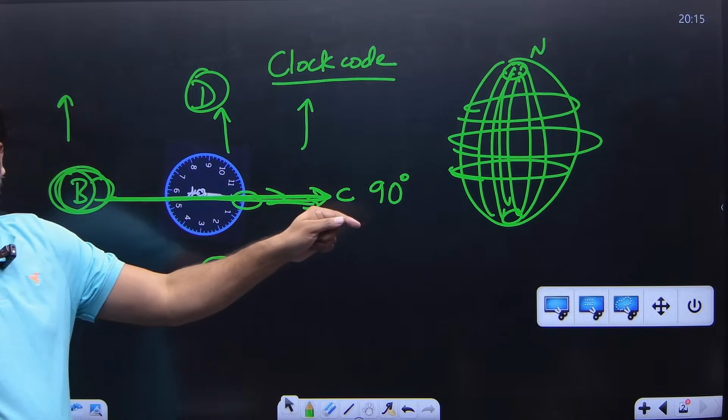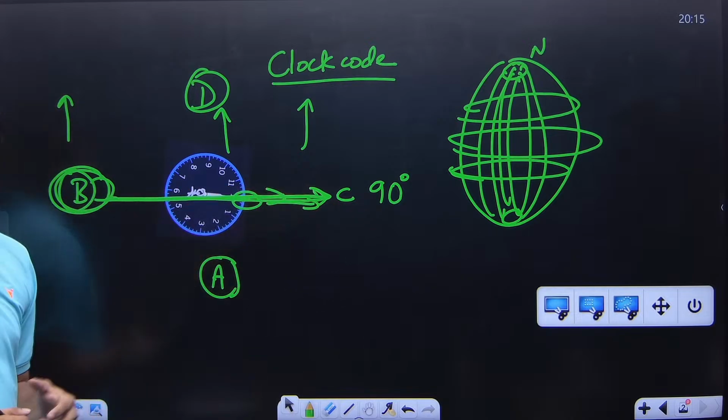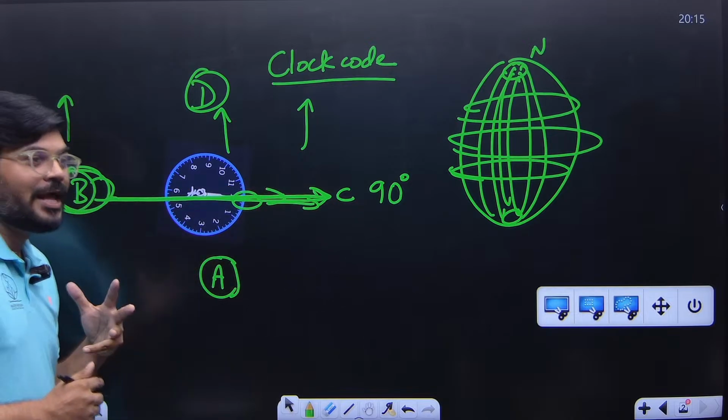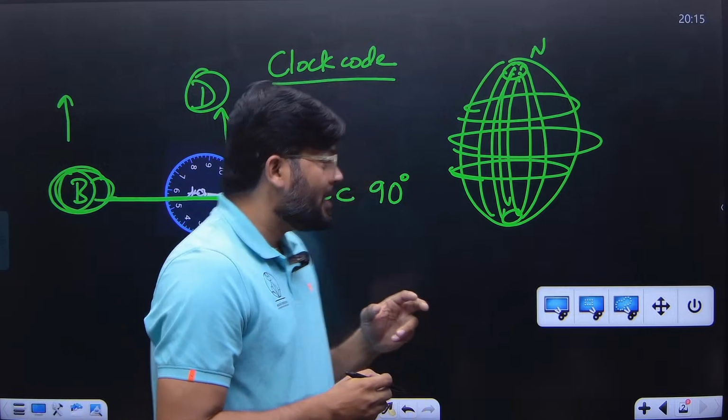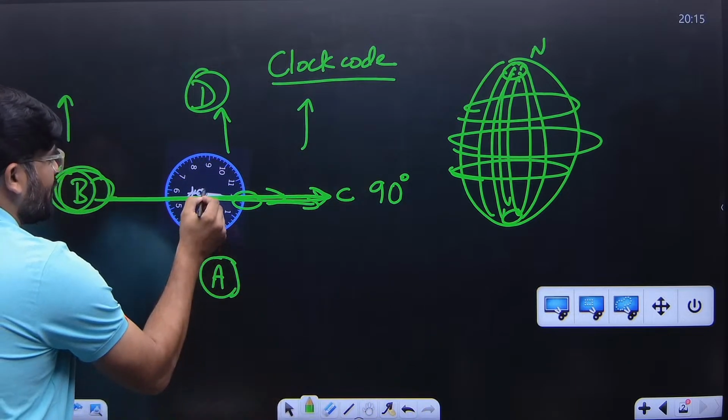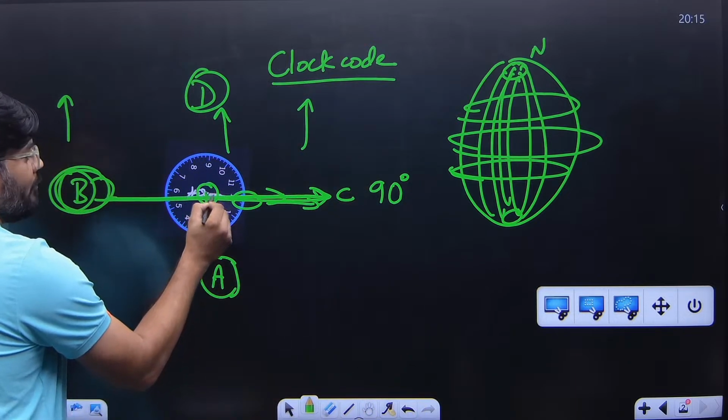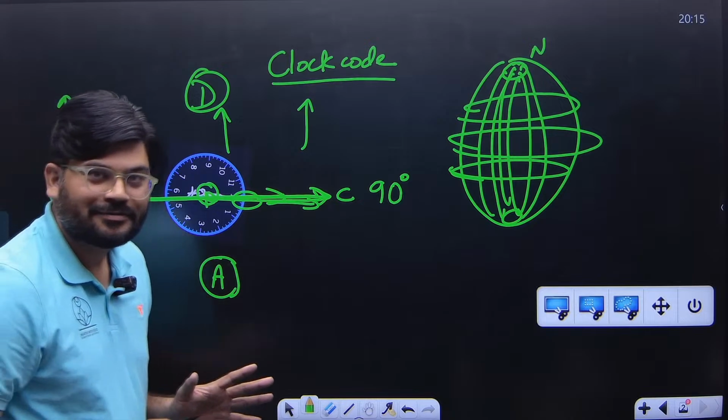Now, with respect to B, what is the clock code for C? 180 degrees. So clock code I am saying. You will not say 180 degrees, it is 0 degrees. Suppose C will sit at 12 p.m. here, so it will say 12 p.m. Are you getting this? Yeah.